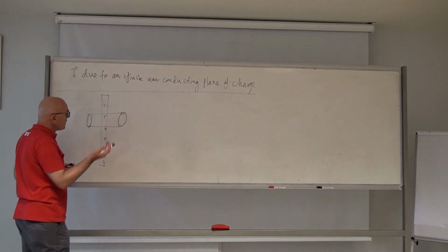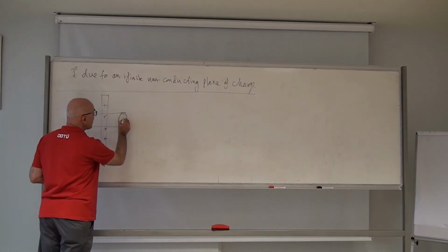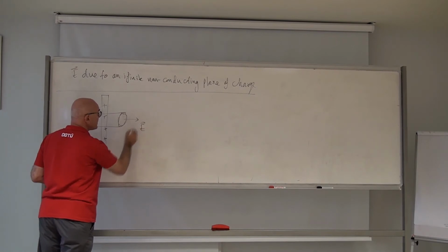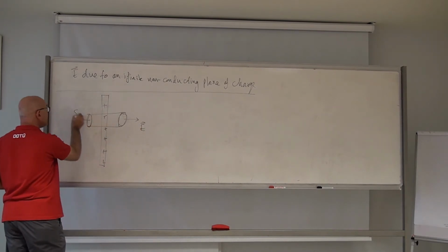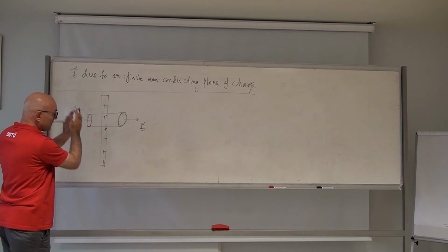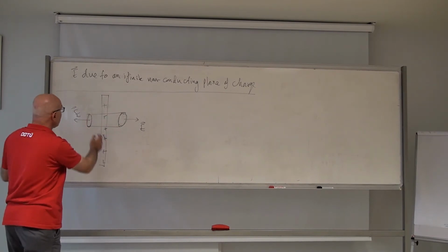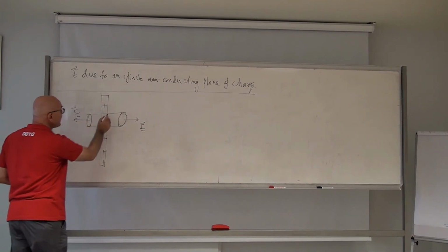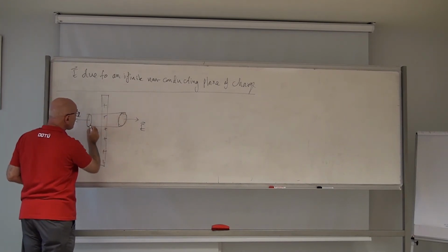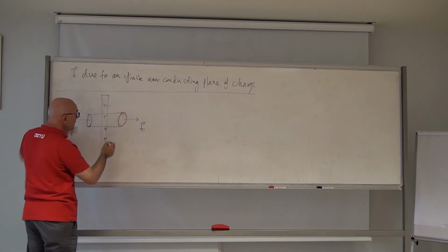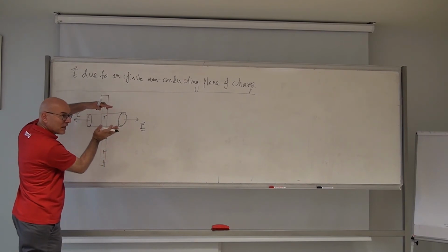Now, as we have just noted, the electric field here should be in this direction. The electric field here, by symmetry, because we have symmetry on both sides of the infinite plane, is in this direction. The field along this cylindrical surface is parallel to that surface. Okay?